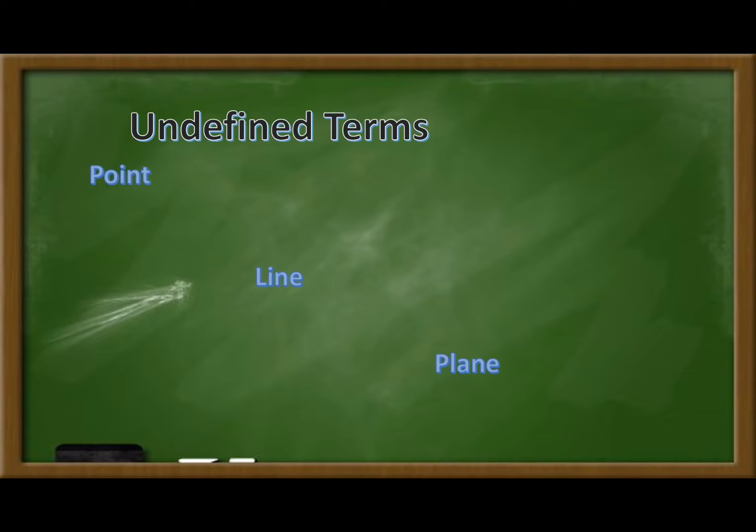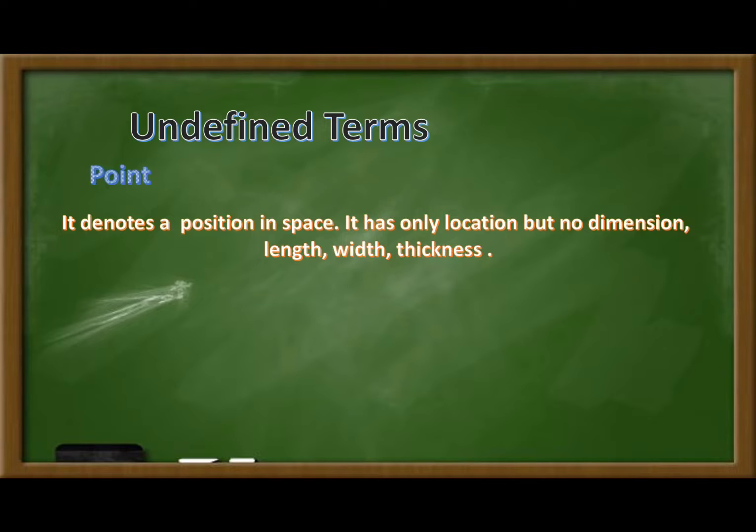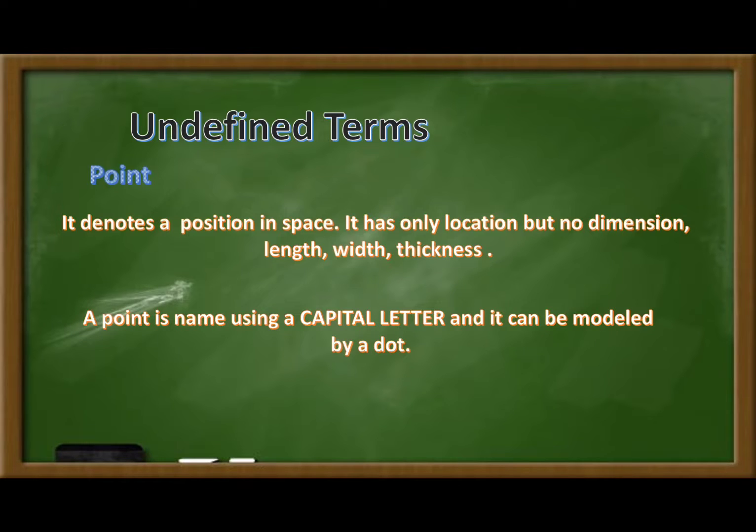So under the undefined terms, we have the point, the line, and the plane. First, the point. A point denotes a position in space. It has only location but no dimension, length, width, or thickness. A point is named using a capital letter. It can be modeled by a dot.